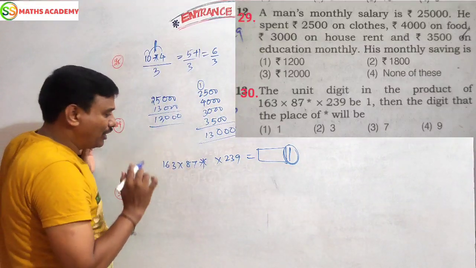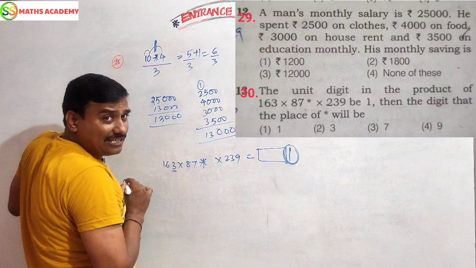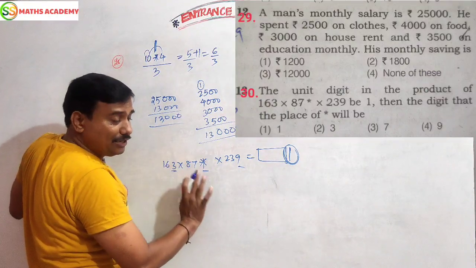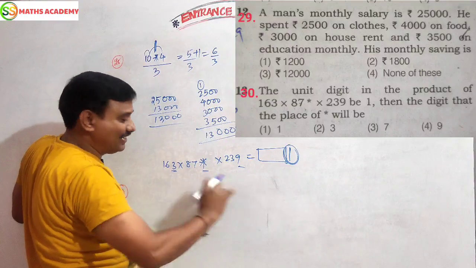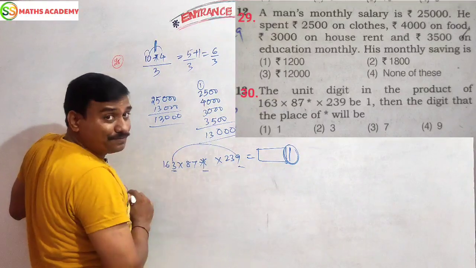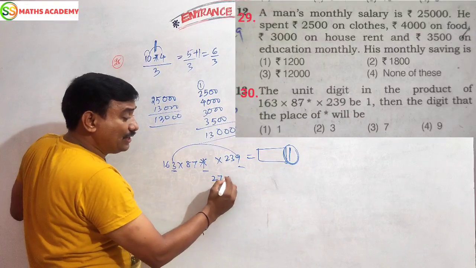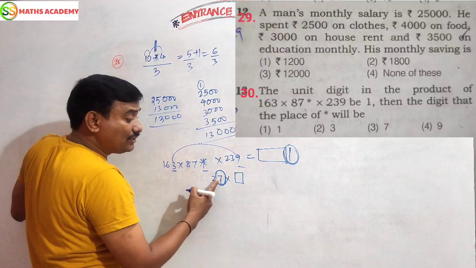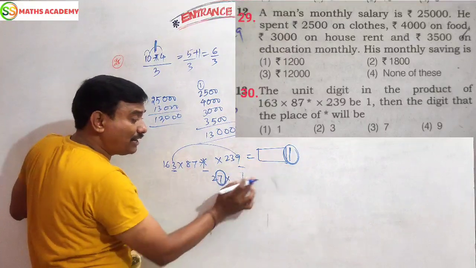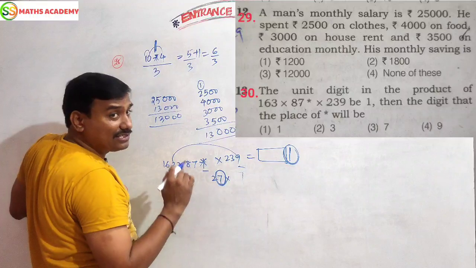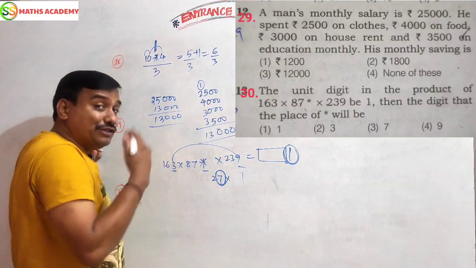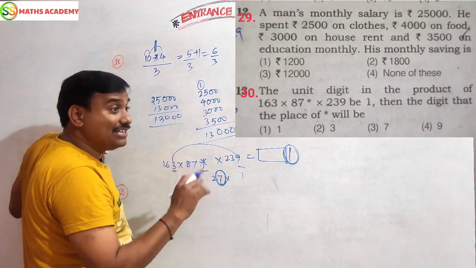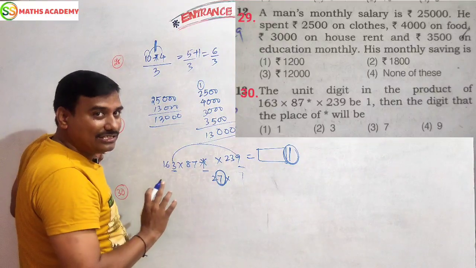It is simple. Follow my technique. What are the unit digits here? 3, then star, then 9. Keep the star aside. 3 into 9 is 27, and the unit digit is 7. 7 multiplied by which number gives unit digit 1? 7 times 1 is 7, not unit digit 1. 7 times 2 is 14, the unit digit is 4.